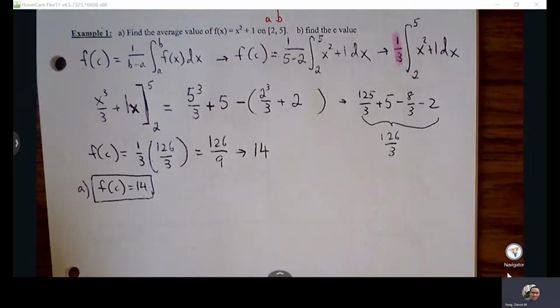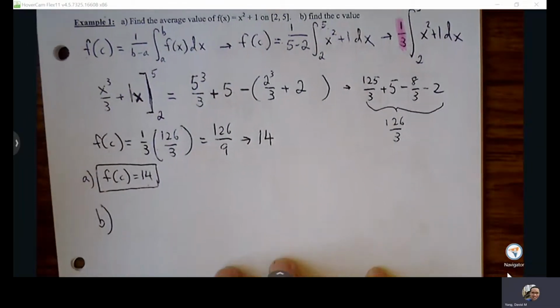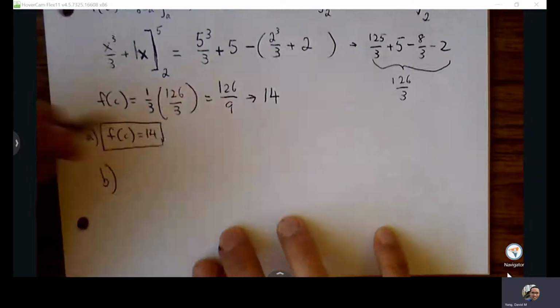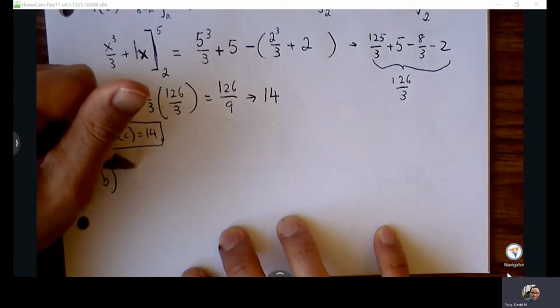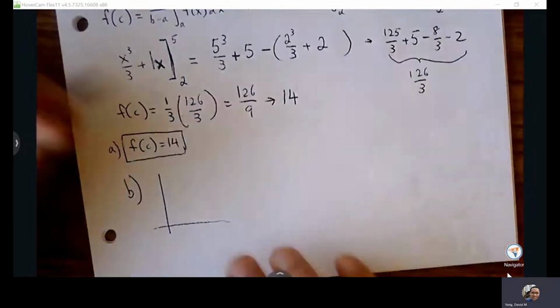So now part B says find the c-value. Let me give you some perspective as to what we're trying to achieve here. So to find the c-value, let me draw out what we've achieved, or a rough visual here. So the x squared plus 1 graph is a parabola.